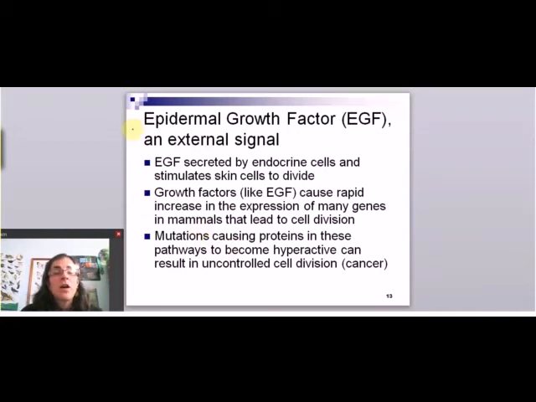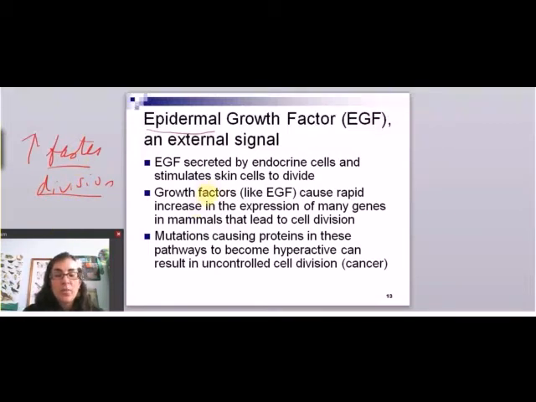A classic growth factor in animals is called epidermal growth factor. You can catch here that epidermal growth factor was first discovered in skin. It's secreted by endocrine cells, so this is a long-distance signal that then causes skin cells as well as other cells to divide, but classically skin cells was where it was first discovered. So they're going to increase many of the genes that lead to cell division, and so they're going to not just cause a cell to decide to divide, but make it be faster. So when EGF is present, cells will divide faster.